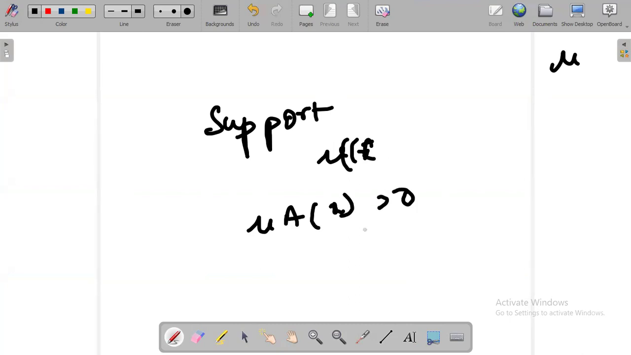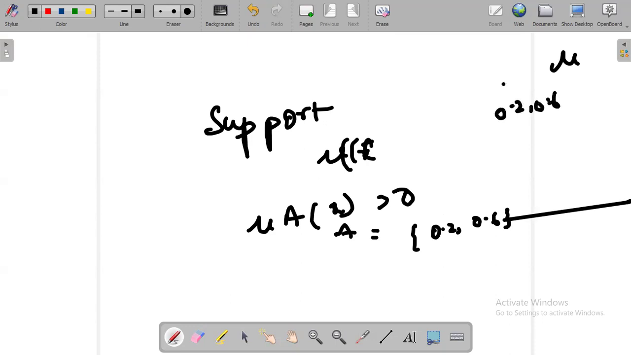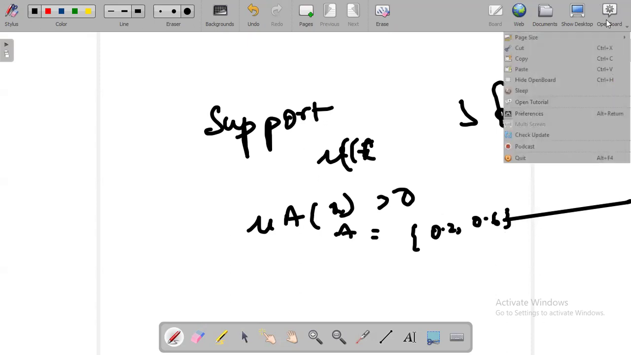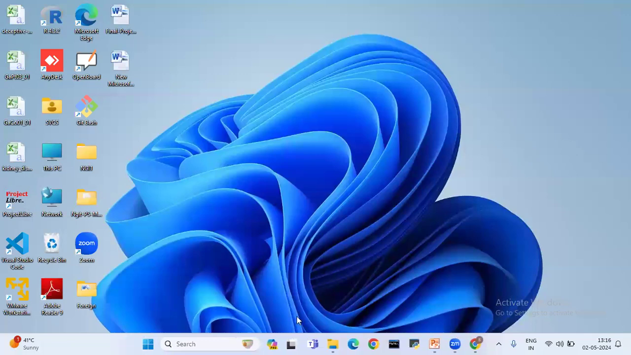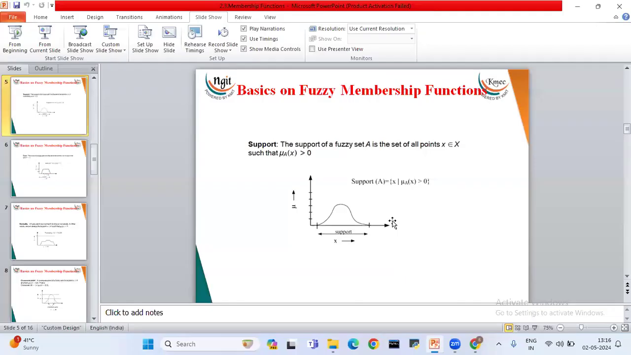If I take an example, set A equals, I have the values 0.2, 0.6. What is the support of this particular set? Both are greater than 0, so your set will be 0.2, 0.6. This is called support. The membership value should always be greater than 0. That is one example for support. If you see the graph, it is always greater than 0.